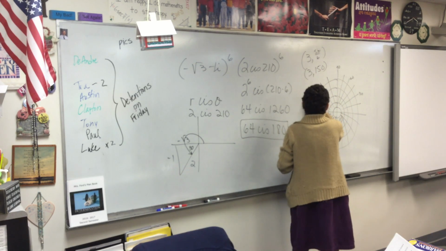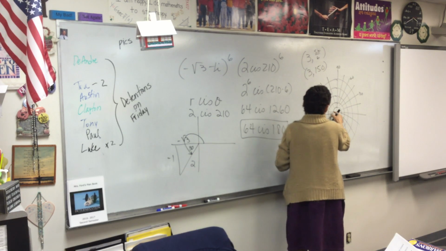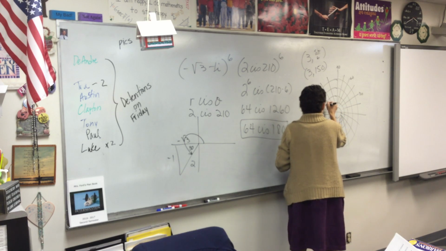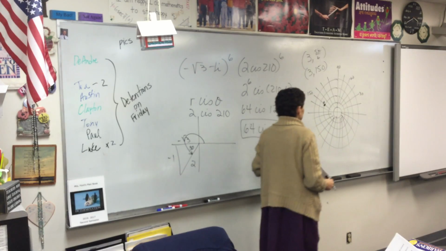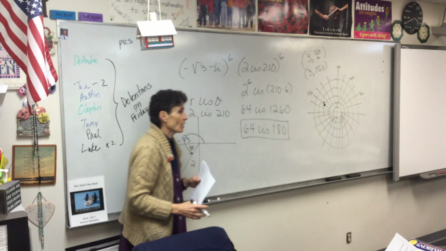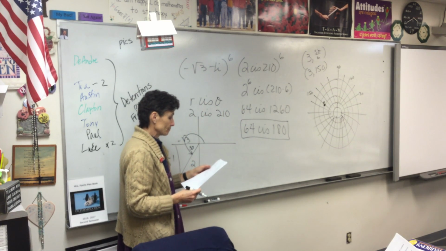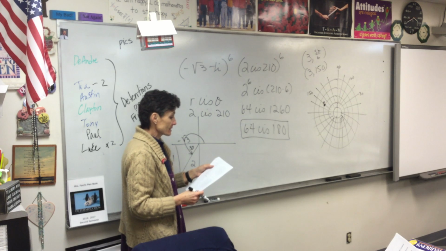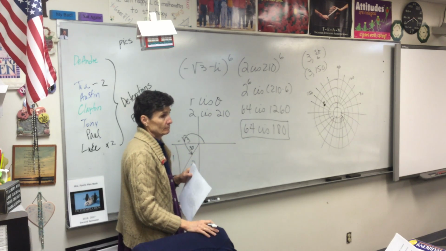So we're going to come over here to the 150 line and count out 1, 2, 3. So there's point A right there, 3 circles out on the 150 line. Do we have to label it or anything? It says label them A and B.